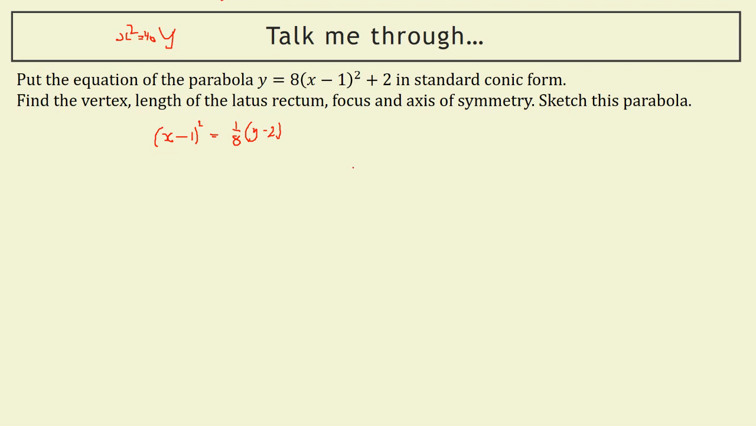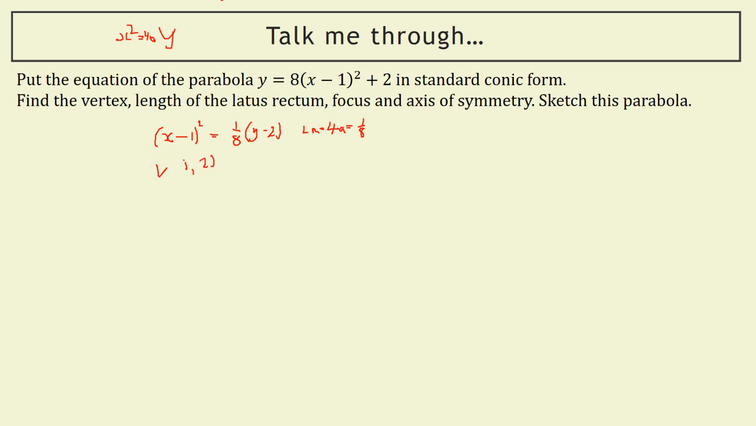Happy with that? So now I know my latus rectum length. My latus rectum length is 4a, isn't it? Well, 4a is an eighth. That's what it's telling me. What's the vertex? Vertex is 1, 2.